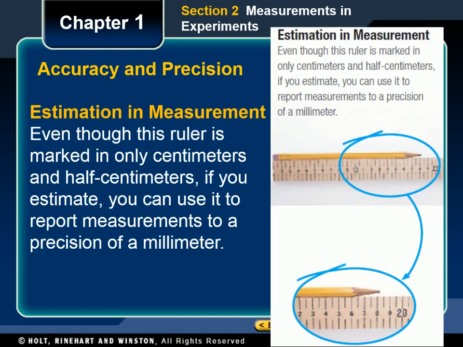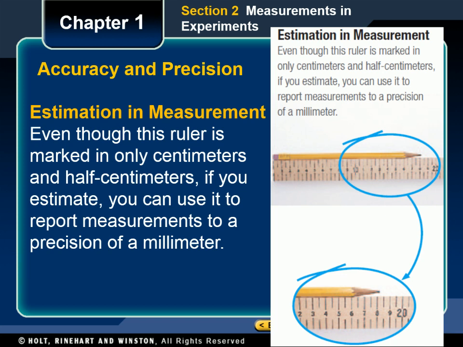Precision describes the limitations of the measuring instrument. Poor accuracy involves errors that can often be corrected. On the other hand, precision describes how exact a measurement can possibly be. For example, a measurement of 1.325 meters is more precise than a measurement of 1.3 meters.